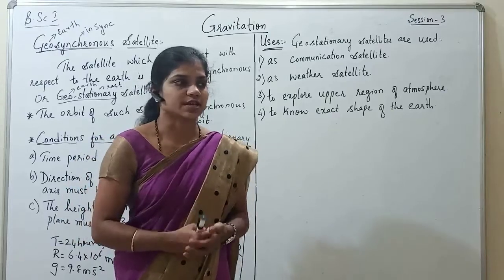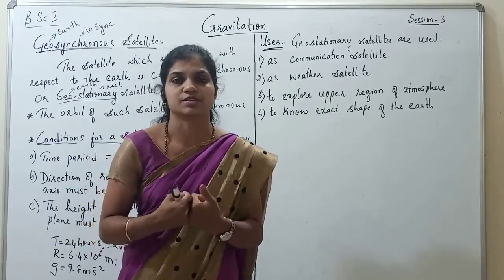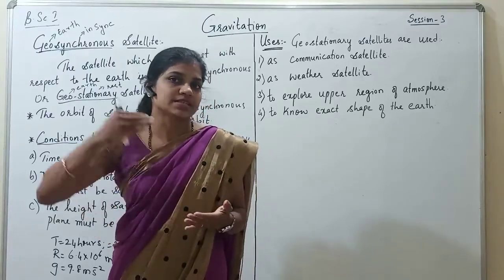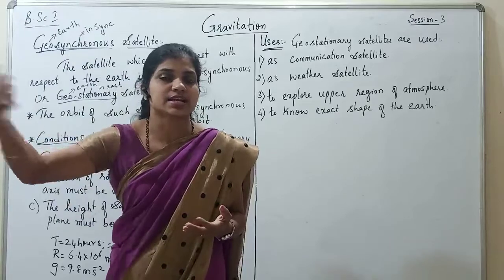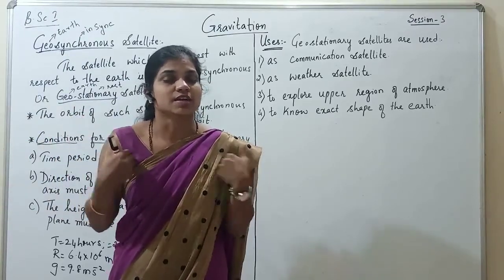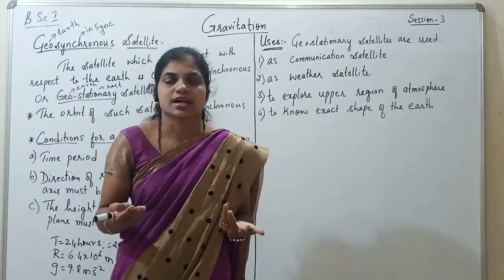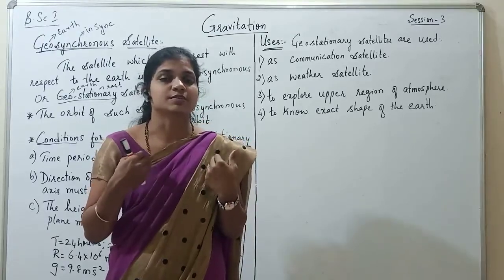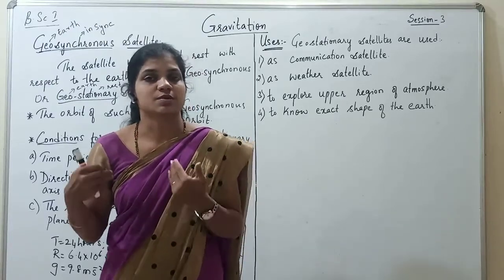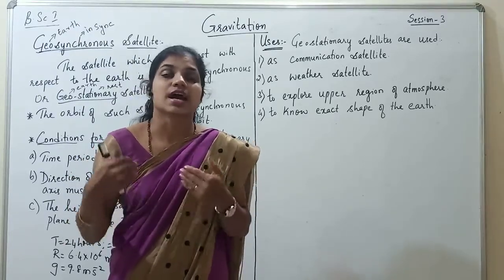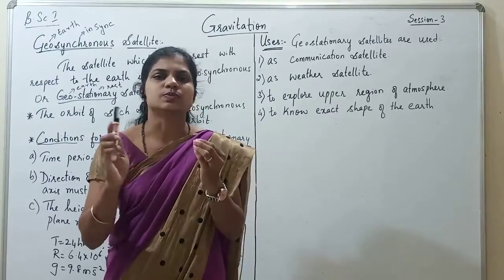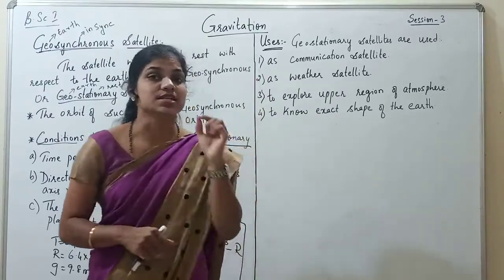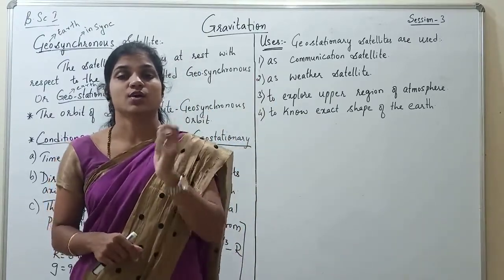Now if I have to find out the weather of today at around 9 a.m., and if the signal reaches the satellite at around 10 a.m., and I get the information at 11 a.m., then I don't require such a satellite. So for me to have proper information about weather forecasting, I require a satellite which is moving along with the earth. Therefore, geostationary satellites are used as weather satellites to forecast weather.